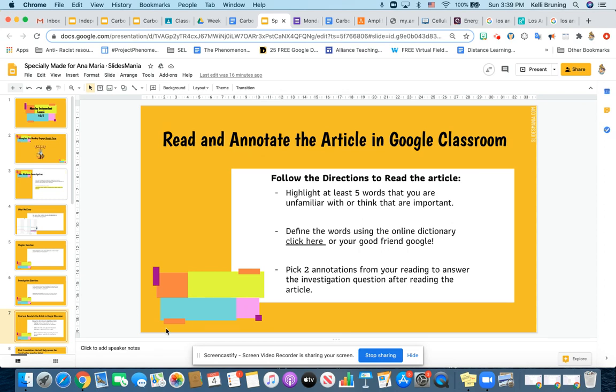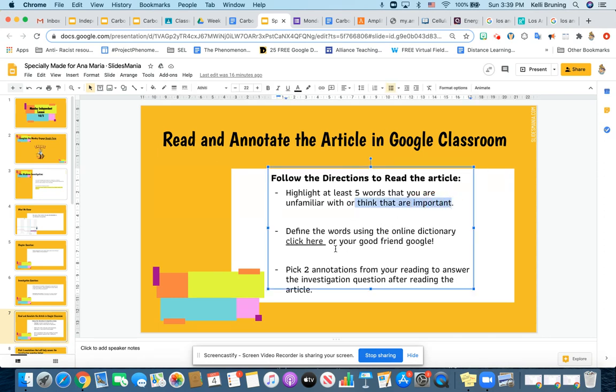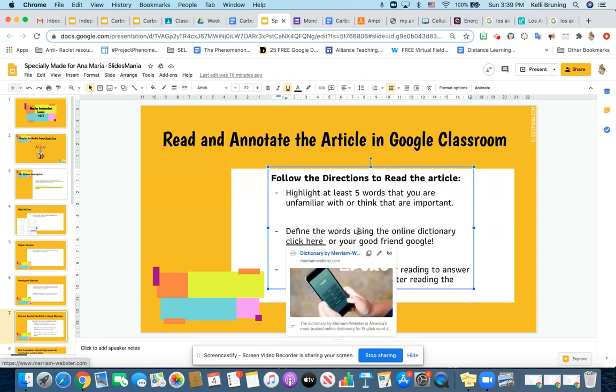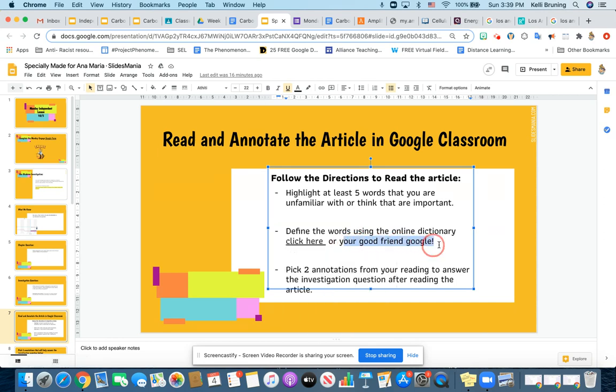And when you read this article, you're going to highlight at least 5 key words that you are unfamiliar with or think are important. So maybe words that stick out to you. You're going to define these words using the online dictionary I linked here. So you can click here and it'll take you to it. Or your good old friend Google.